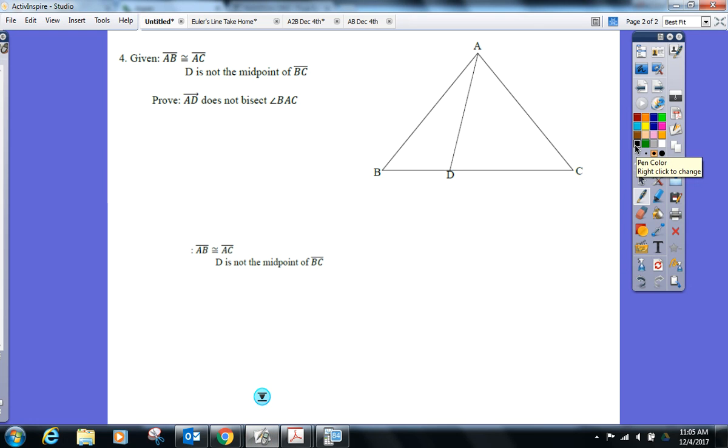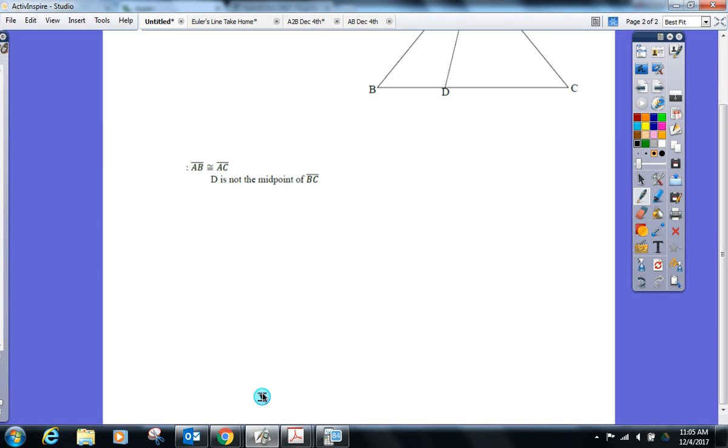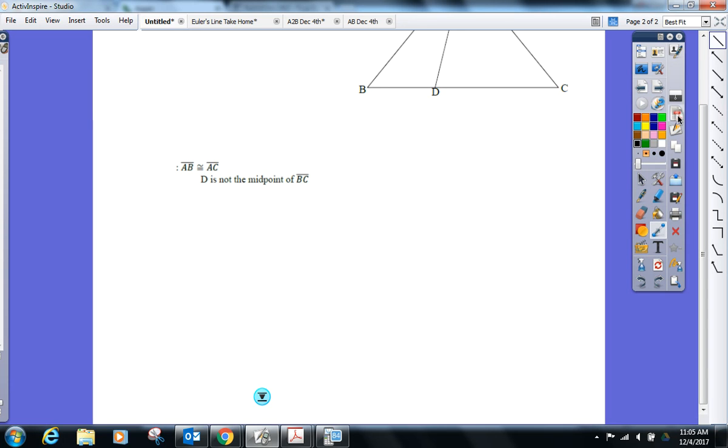In the proof statement, perfect. In the proof statement, I'm proving something does not happen. All right, so I know I have to do this one indirectly. So let me set this up.